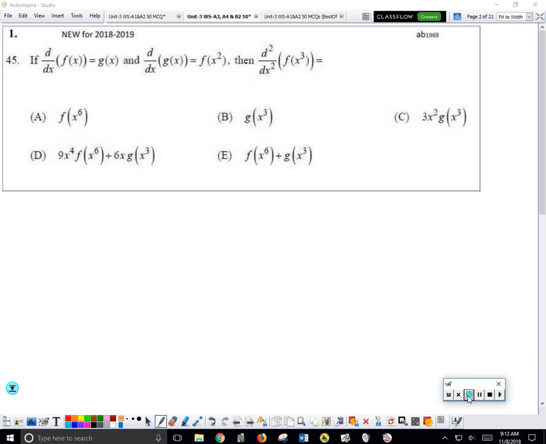As I read the problem, they give a bunch of information. Then finally I see the question. The question is right here. Find that second derivative. Can't find the second derivative until you've already found the first derivative. So you should write in your notebook this: d over dx of f of x cubed.